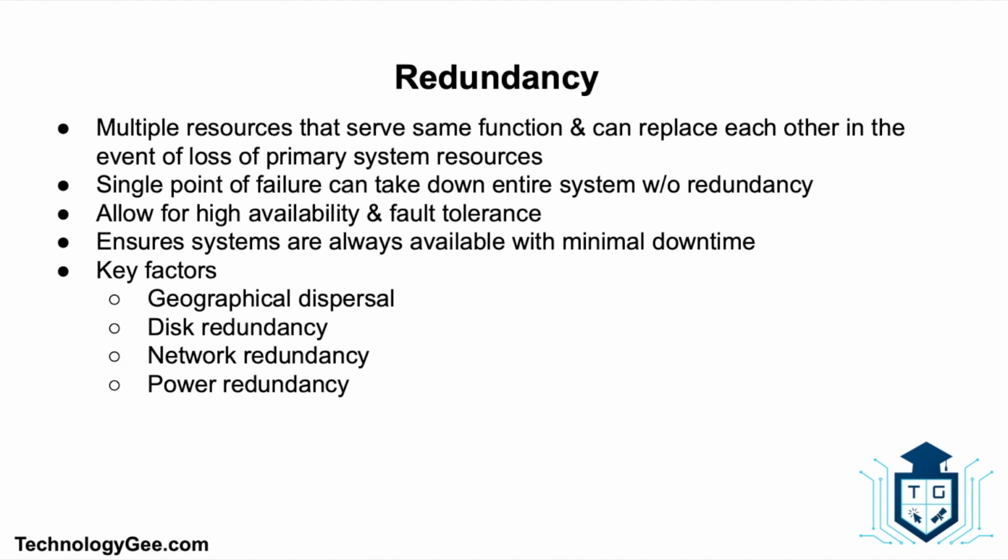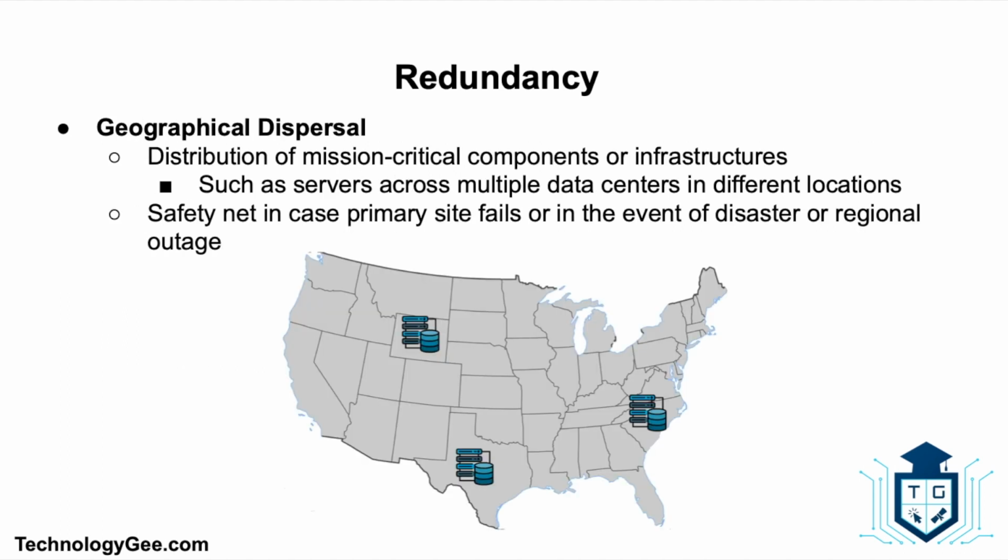Several key factors that are used to produce redundant systems are geographical dispersal, disk redundancy, network redundancy, and power redundancy. So, geographical dispersal. This is the distribution of mission-critical components or infrastructures, such as servers, across multiple data centers that reside in different geographic locations. Geographical dispersal acts as a safety net in case the primary site fails or in the event of a disaster or an outage that impacts an entire region.